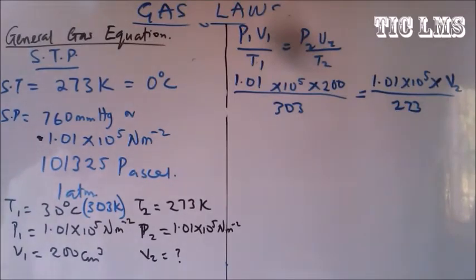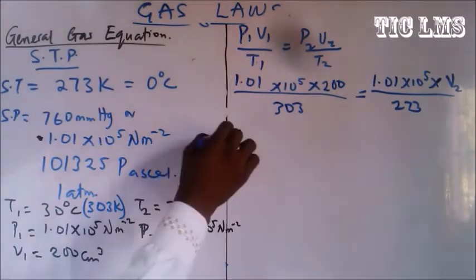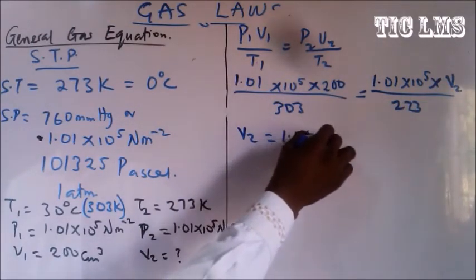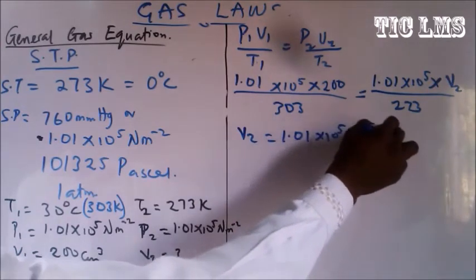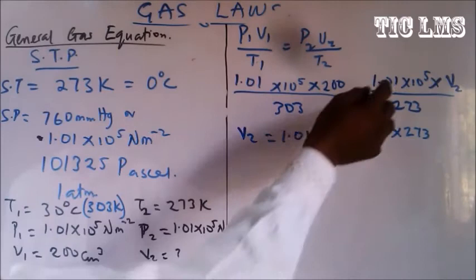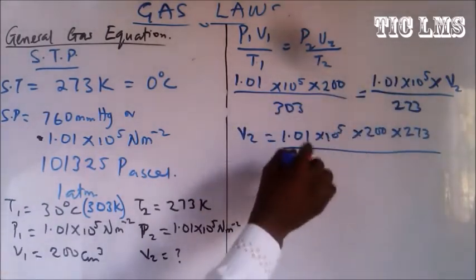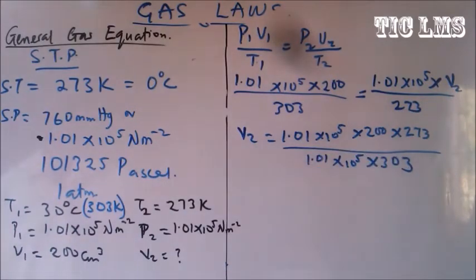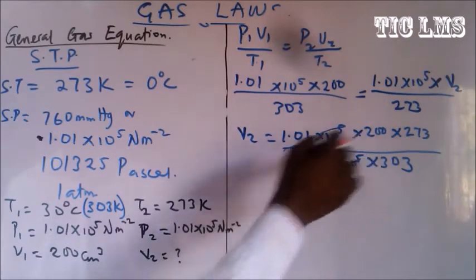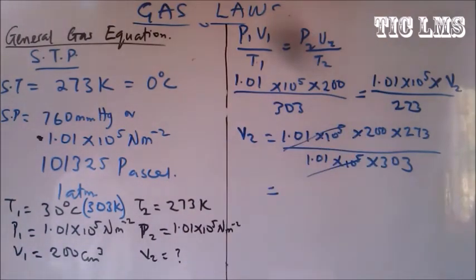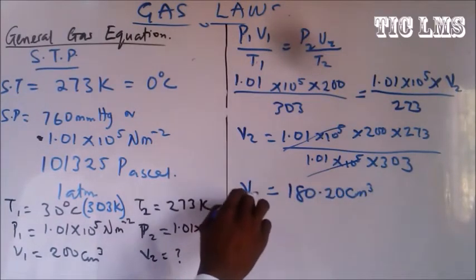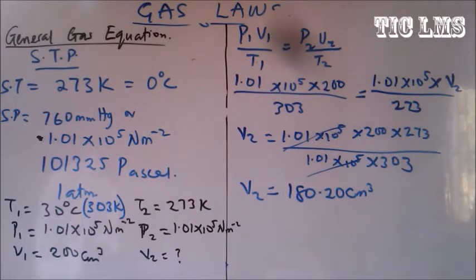And so what we'll do is that we'll make V2 the subject. We have V2, so that is all this multiply this, 1.01 times 10 to the power of 5 times 200 times 273, and then this will divide this, so we have 1.01 times 10 to the power of 5 times 303. So all this cancels all this, and so we are left with that. So when we make our calculations, we will end up with 180.20 cm cubed. Hence, that is our volume. And if you take a good look at this question, we will notice that the pressure is constant.